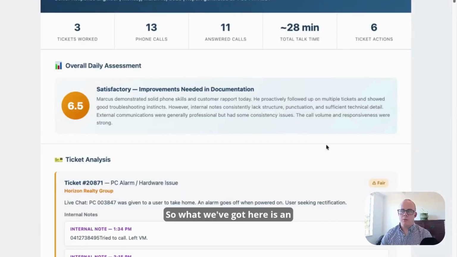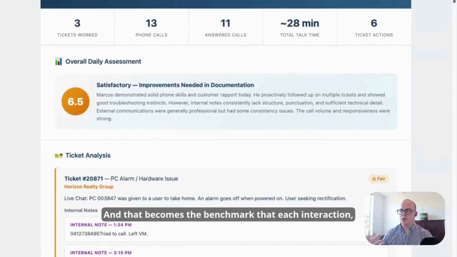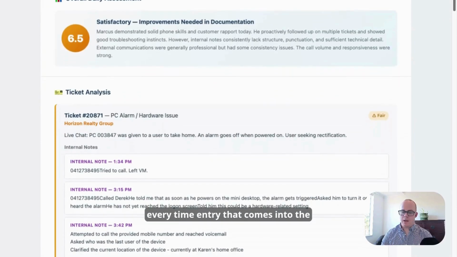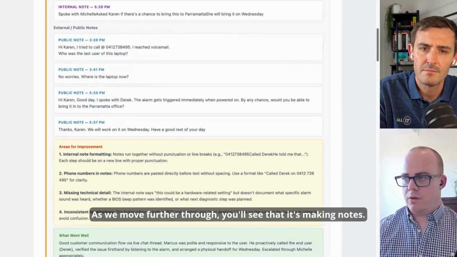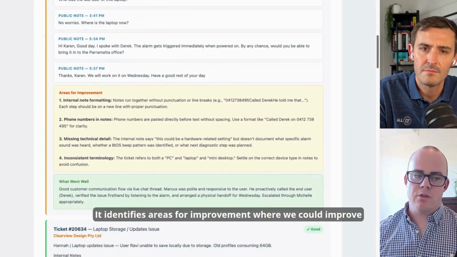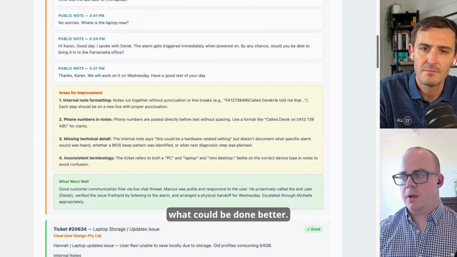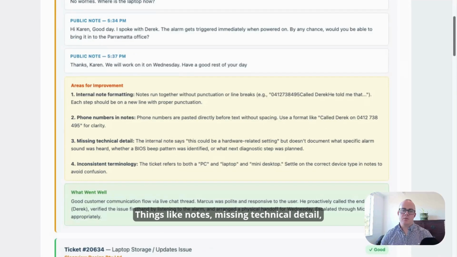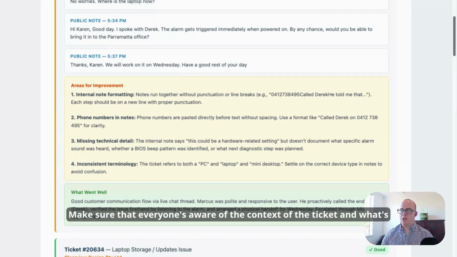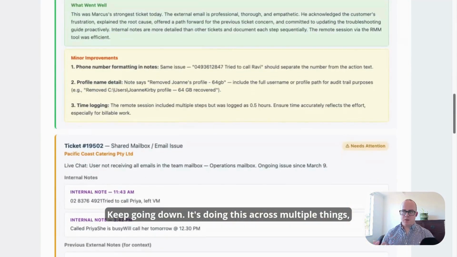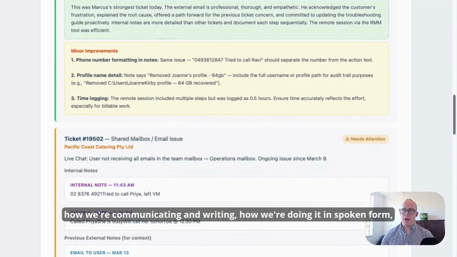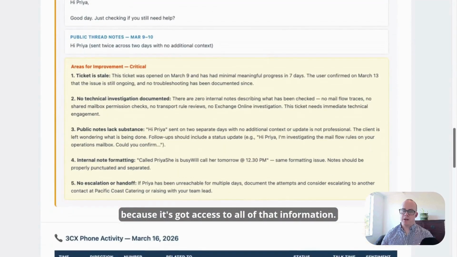That's right. So what we've got here is an overview of what a good ticket looks like, and that becomes the benchmark that each interaction, each service ticket, every time entry that comes into the system is measured against. And out of that, as we move further through, you'll see that it's making notes. It identifies areas for improvement where we could improve, what could be done better, things like notes missing technical detail, other steps there for us to have a good audit trail for the client to know what's going on, make sure that everyone's aware of the context of the ticket and what's been worked through. Keep going down. It's doing this across multiple things, how we're communicating and writing, how we're doing it in spoken form, because it's got access to all of that information.